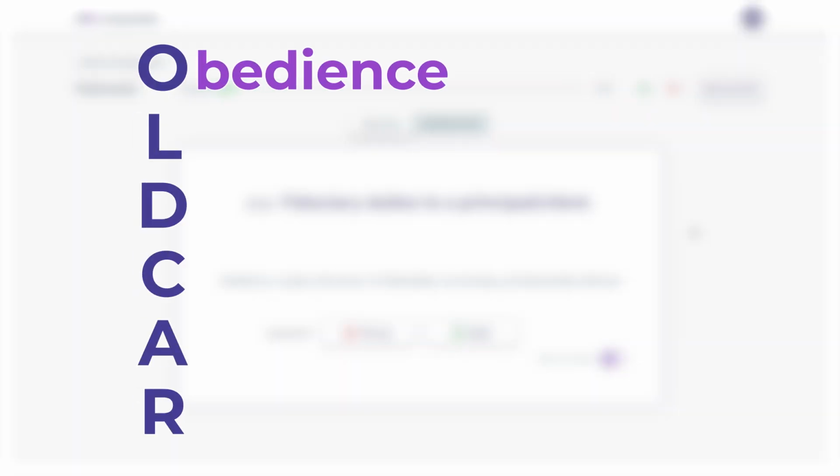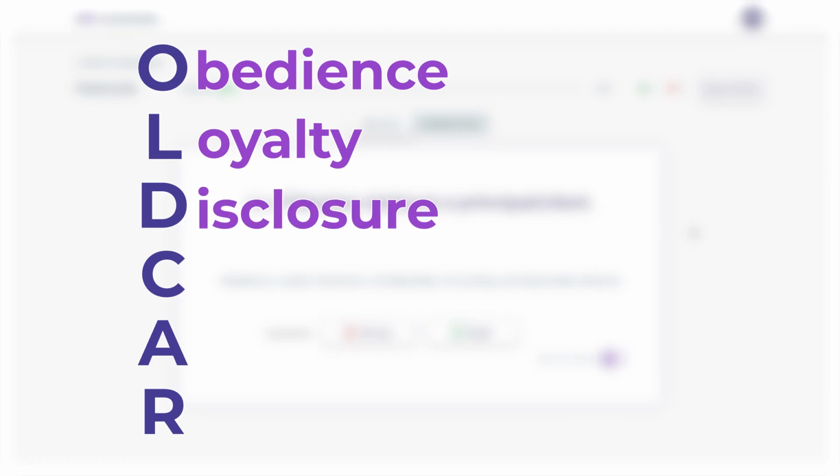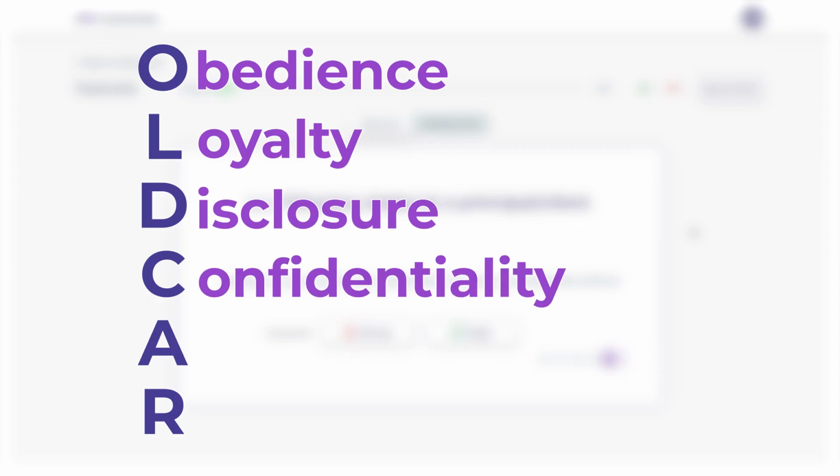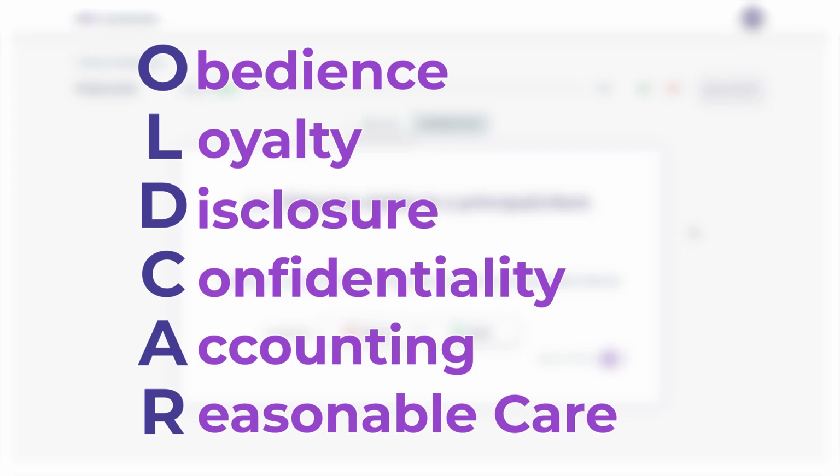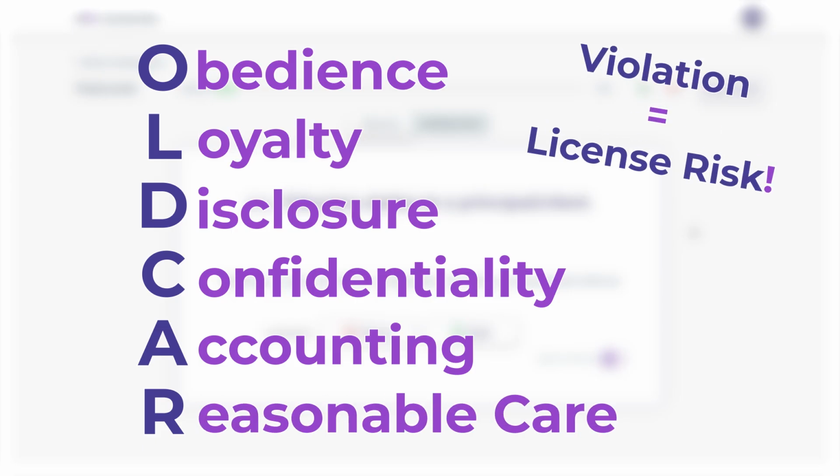Obedience means following lawful instructions. Loyalty means client first. Disclosure means telling them everything. Confidentiality means keeping their secrets forever. Accounting means handling money properly. Reasonable care means being competent. Violate any of these, you risk your license.